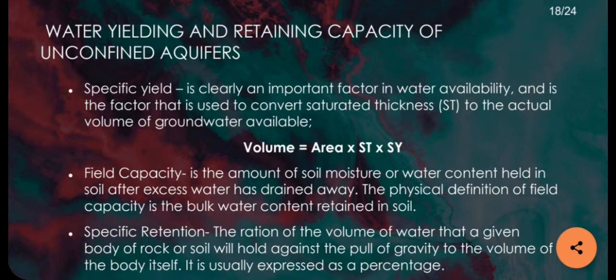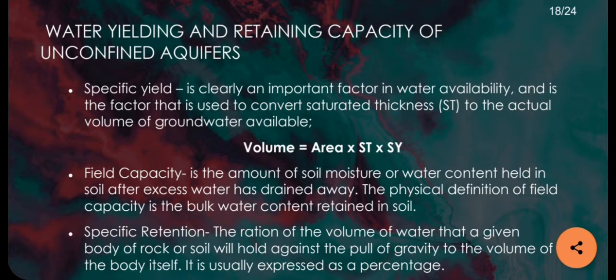Specific yield depends upon grain size, shape, and distribution of pores, and compaction of the formation. The values of specific yield for an aquifer are in the range of 10 to 20%, and for uniform sands about 30%.